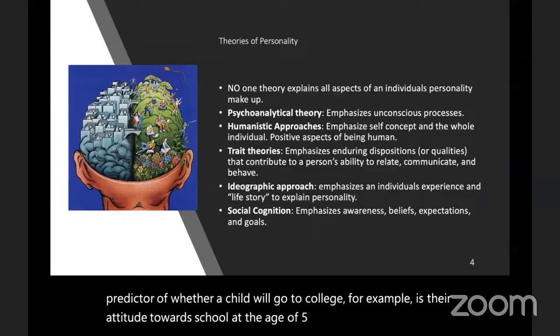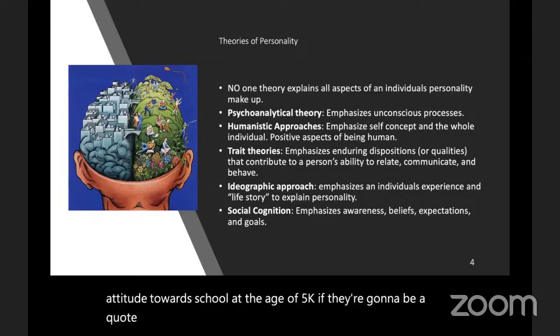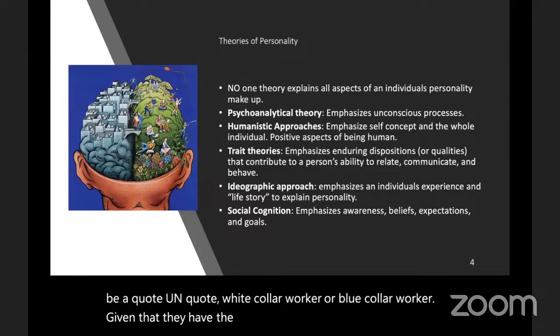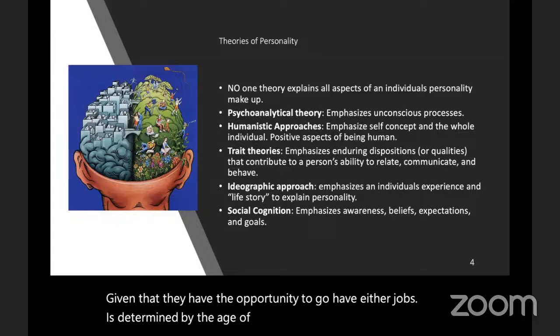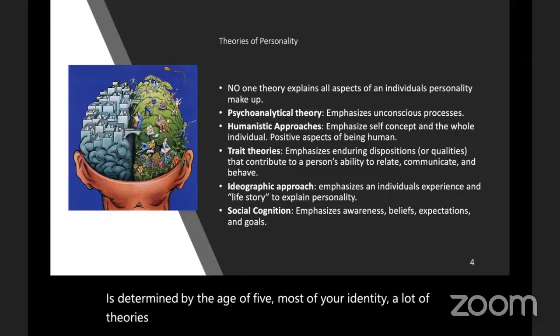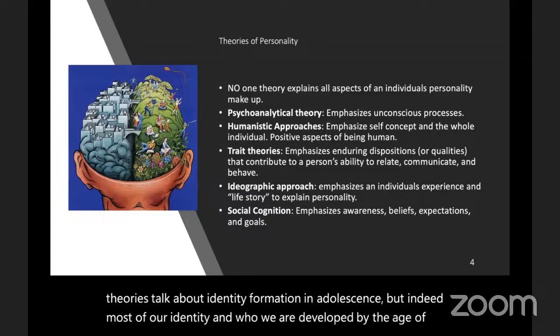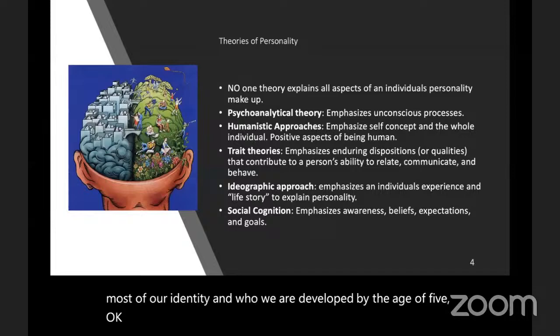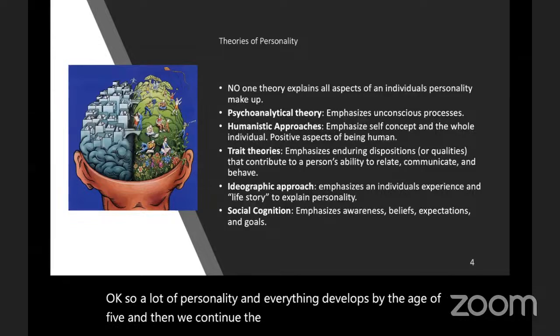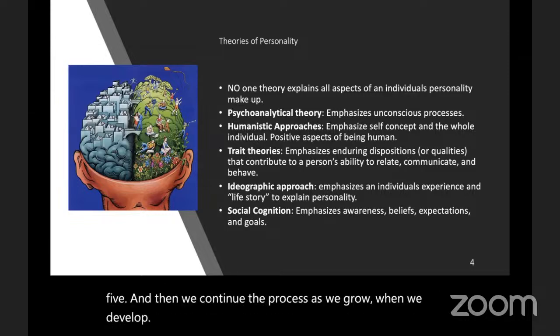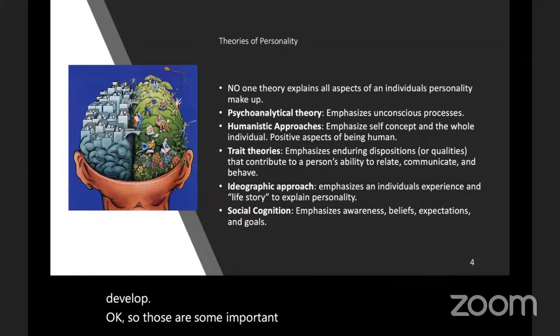Okay. Whether they're going to be a quote unquote white collar worker or blue collar worker, given that they have the opportunity to have either job, is determined by the age of 5. A lot of theories talk about identity formation in adolescence, but indeed, most of our identity and who we are is developed by the age of 5. Okay. So a lot of personality and everything develops by the age of 5, and then we continue the process as we grow and develop. Okay. So those are some important takeaway notes from psychoanalytic theory.